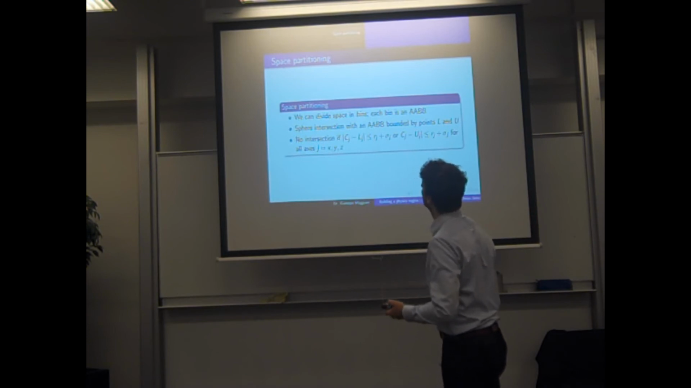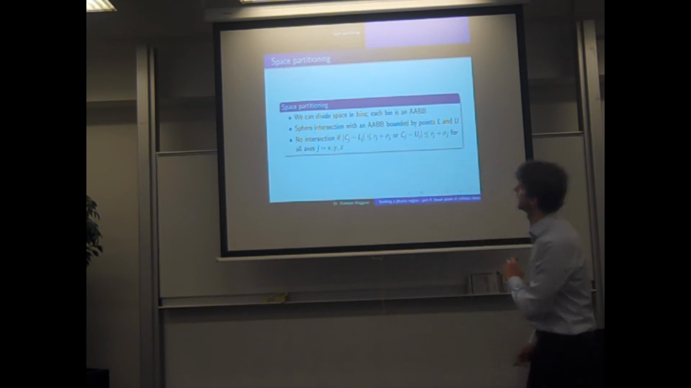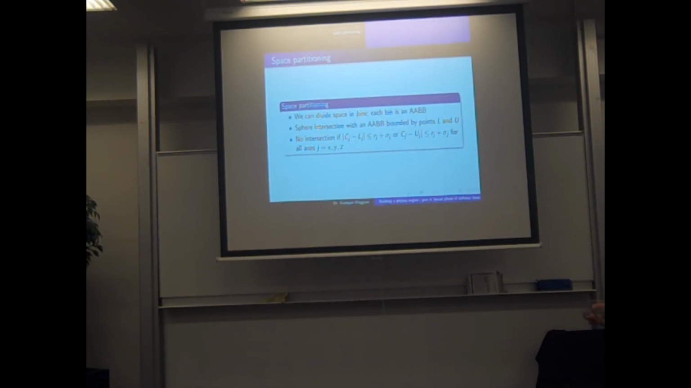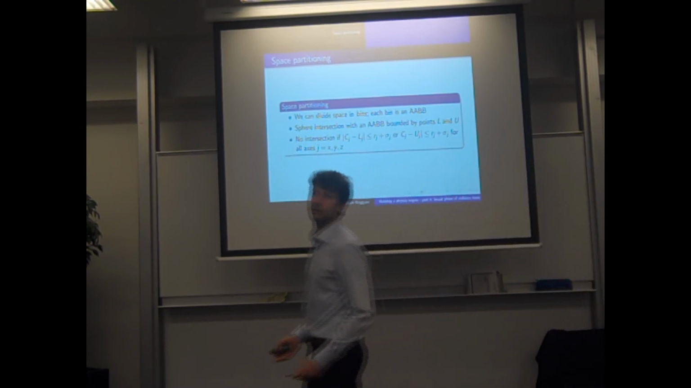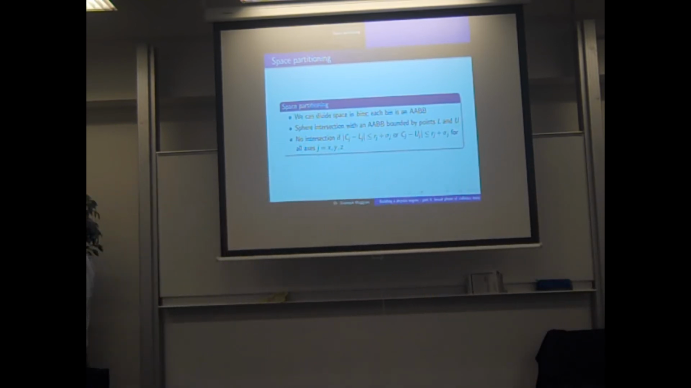Well, how do we partition space into bins? Well, first of all, we can do the sphere. Every bin is an axis-aligned bounding box, right? So the check is very, very simple. You simply see if for every side of the bounding box your sphere is inside or your sphere intersects.